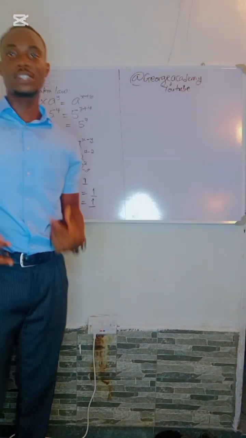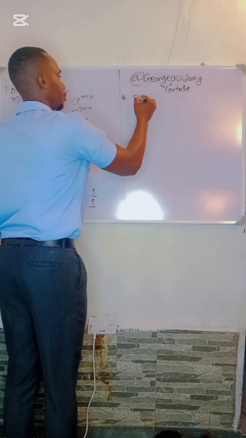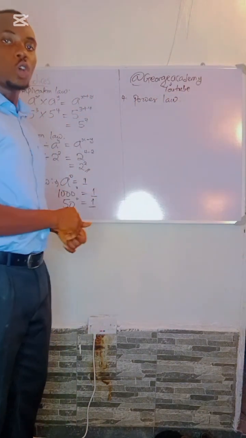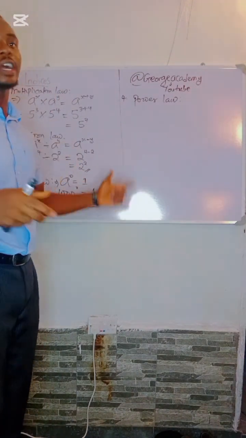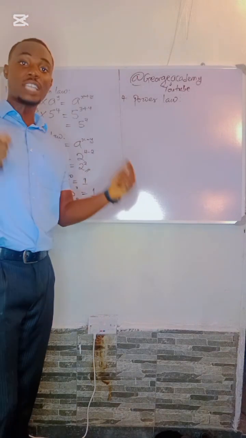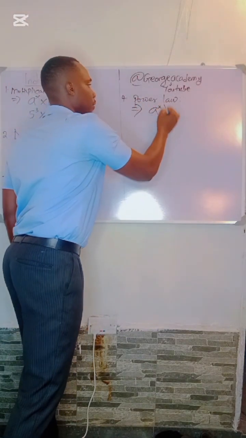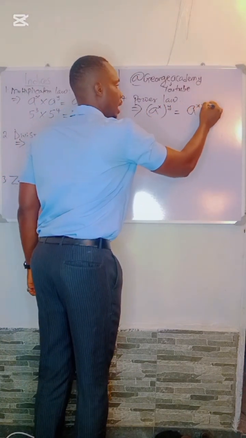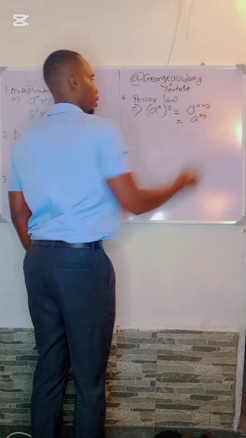The next law of indices we have is what we refer to as the power law. The power law of indices simply states that if you have a number raised to another power, you multiply the two powers. All what I just said can be written as a raised to the power of x, raised to the power of y. The result is a raised to the power of x times y, which gives you a raised to the power of xy. That's what the power law entails.